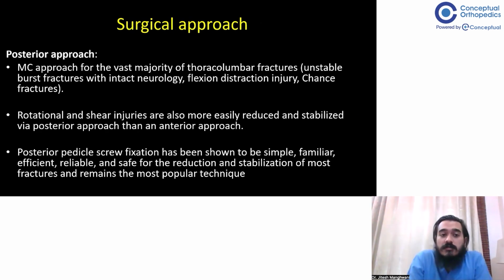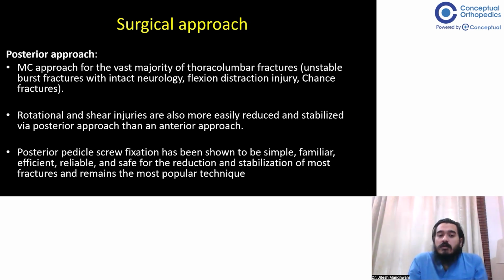What are the different surgical approaches? The different approaches in which this surgery may be done are either a posterior approach, an anterior approach, or a combination. Let's talk about the posterior approach. It is the most common approach, used for the vast majority of thoracolumbar fractures. Unstable fractures with intact neurology, flexion distraction injuries, and burst fractures, as well as rotational and shear injuries, are easily reduced and stabilized via the posterior approach rather than an anterior approach.